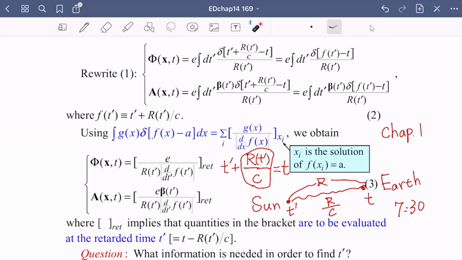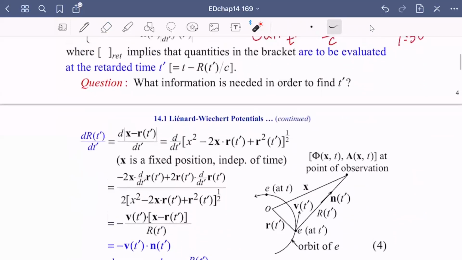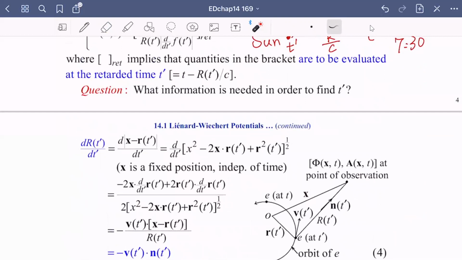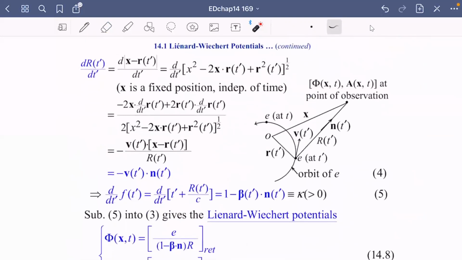Okay, so by substituting this idea, we got this one. This is the retarded time, and beta here, R here, and this one here are all evaluated at the retarded time. We look at the source at the moment when its retarded time occurs. We have talked about this idea many times, so you should have a feel for it now. So what is this value? Let's have a look at this value.